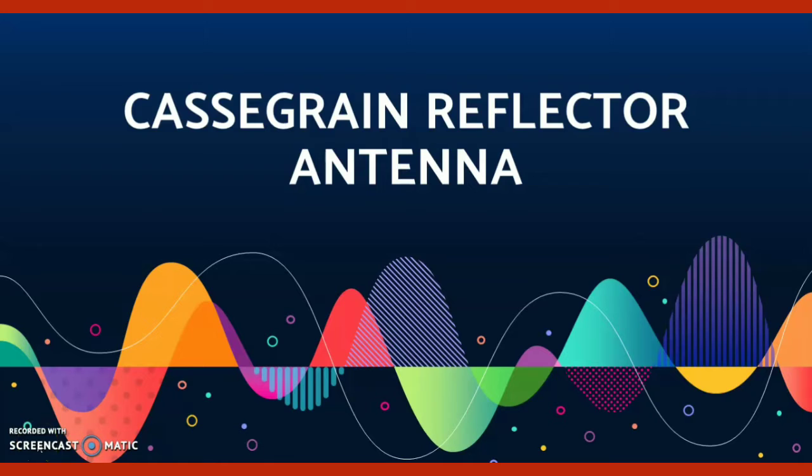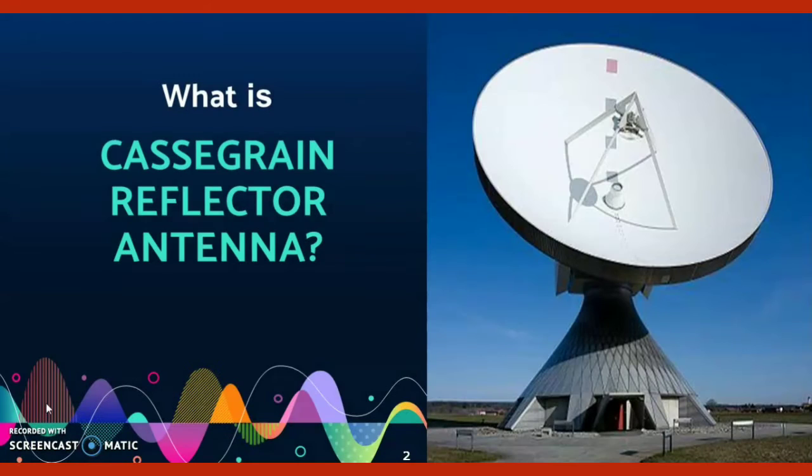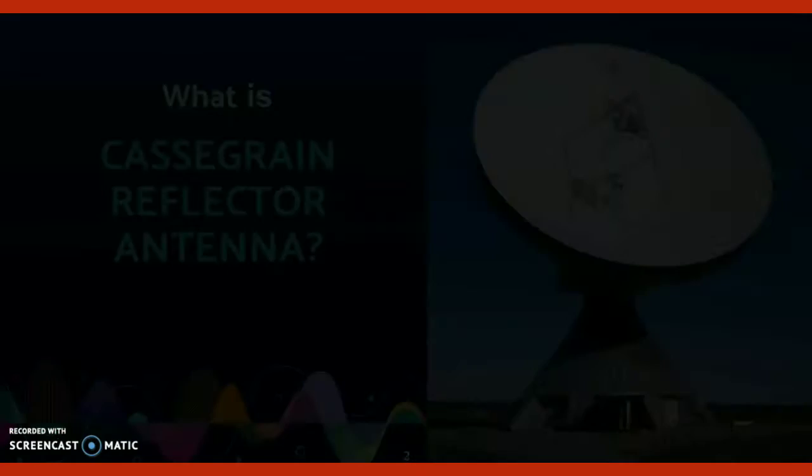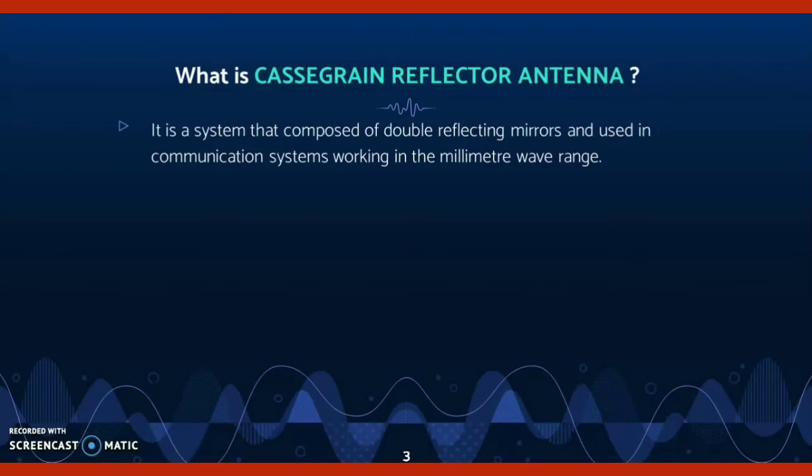So, first in line, the Cassegrain reflector antenna. So, what is Cassegrain reflector antenna? Cassegrain reflector antenna is a system that is composed of double reflecting mirrors and used in communication systems working in a millimeter wave range.